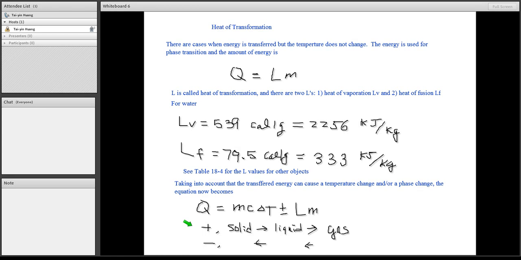So let's say you have an ice cube. If you want to go from ice cube to water, the kind of phase transition is what we call heat of fusion. So in this equation you will use L sub F, and then the mass of the ice cube. Because you go from ice cube to water, you use a plus, because energy has to be added to the system in order for the ice cube to melt and become water.